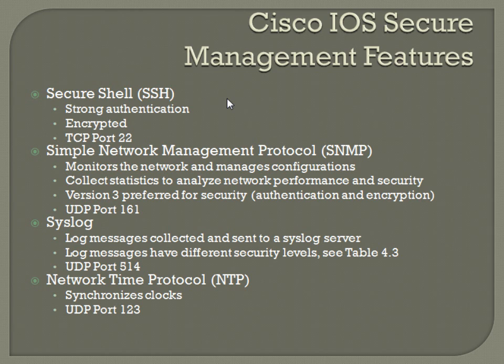Simple Network Management Protocol, SNMP. This can be used for a very, very wide range of services. Primarily, it's used for monitoring networks and managing configurations. It collects statistics to analyze network performance and security. Version 3 is actually preferred for security because it allows for authentication and encryption. Versions 1 and 2 did not have that. So just like SSH has encryption and Telnet does not, version 3 of SNMP has encryption, whereas the previous versions did not. And it generally uses UDP port 161.